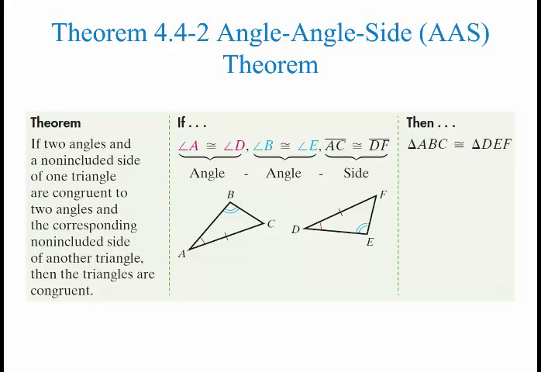All right, another one, the angle, angle, side theorem. If two angles and the non-included side of a triangle are congruent, so like over here, I have angles A and B and angles D and E congruent, but not the included side. I have a side that's not included. If those are congruent to two angles and the corresponding non-included side of another triangle, then the triangles are also congruent. So like I said, if angle A is congruent to angle D, angle B is congruent to angle E, and AC and DF, which are not the included side, then I have angle, angle, side. I could say that triangle ABC is congruent to triangle DEF.